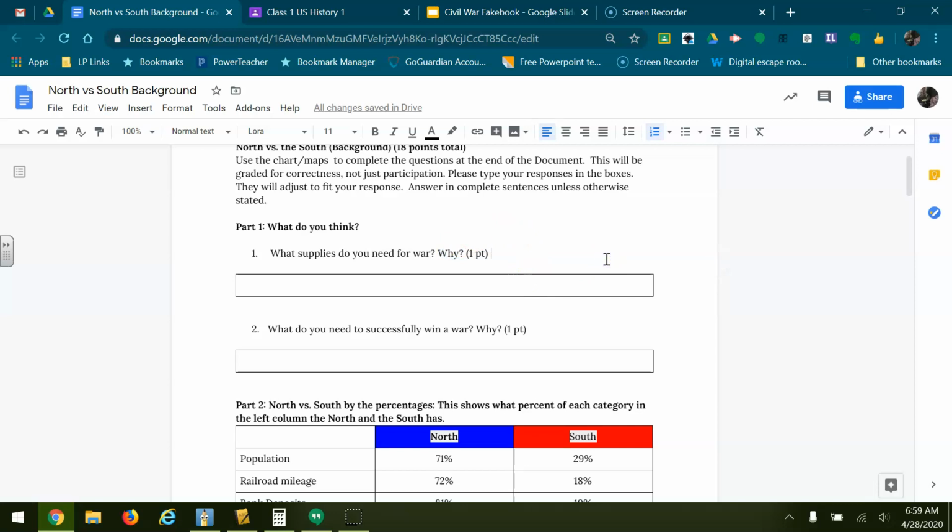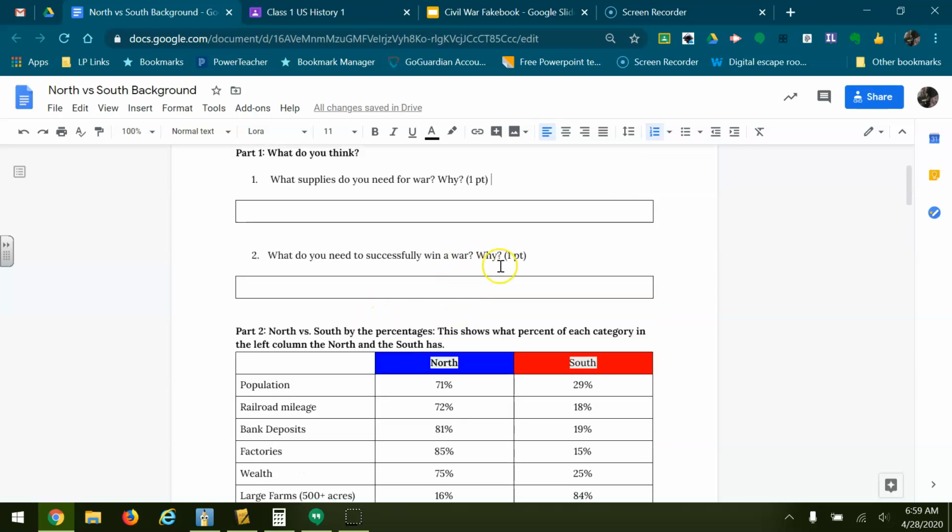So you're going to start with just some opinions. Obviously, there are some answers that are more correct than others. So what supplies do you need for war and why? I think you could justify a lot of different reasons. Maybe not rubber duckies needed for war, but let's try and keep it in the realm of possibility. But pretty much as long as you justify it and explain your answer, you will get it correct.